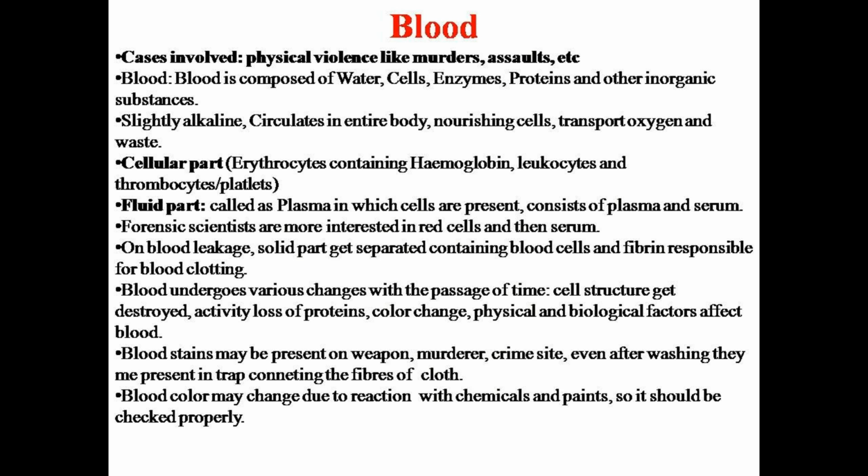Blood undergoes various kinds of changes with the passage of time, like the cell structure might get destroyed, or there might be loss of activity of protein. There is color change, and the physical and biological factors of blood get affected. So blood stains are very important in forensic science. They might be involved in various kinds of criminal cases like physical violence, murder, assault, etc. Blood stains may be present on a weapon, the murderer, the crime site, or even after washing they can be found in trapped fibers of cloth. Although blood color may change due to reaction with chemicals and paints, so a blood stain should be checked properly by various methods, which we will deal with later.